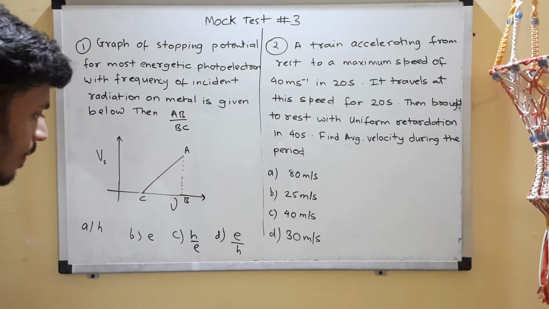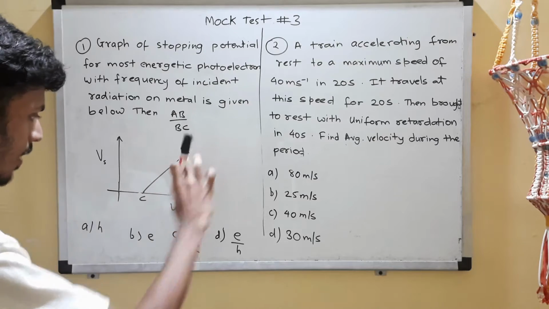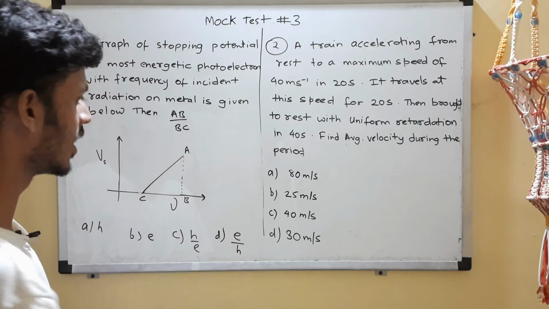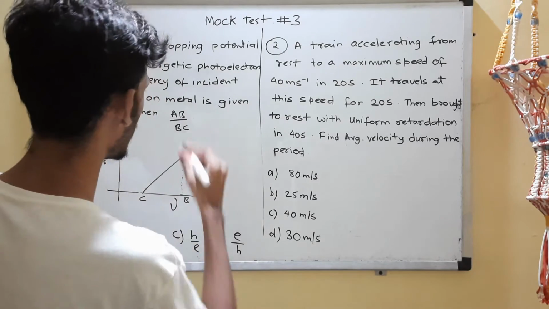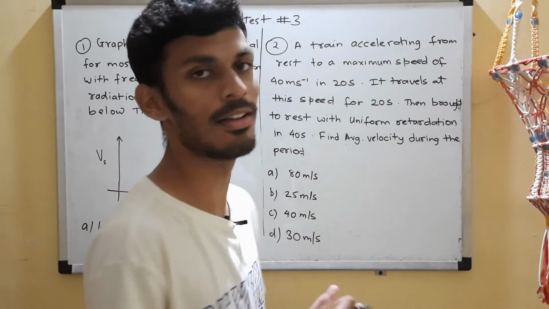AB by BC. Okay, so if you see, this is theta. If you assume that this is theta, AB by BC is nothing but tan theta, right? AB by BC is opposite upon adjacent, which is tan theta, or the slope of the graph, right? So they are asking you for the slope of this graph. Some of you might directly know it by heart, well and good.